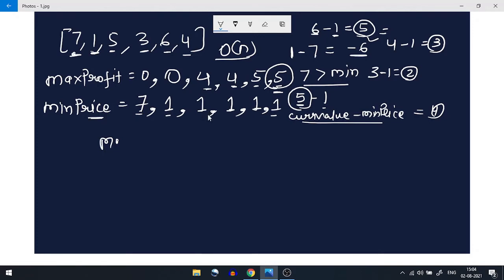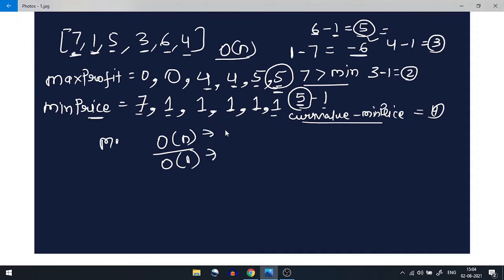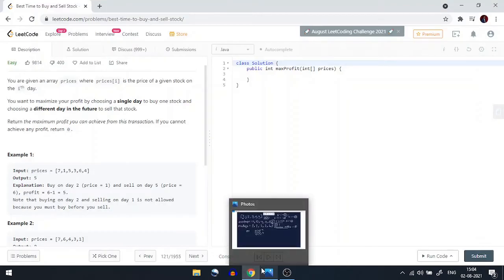Okay, so now you can see that we have solved this question in O of n time complexity and O of 1 space complexity, like constant space and linear time complexity. So let's try to code this question on the coding screen.